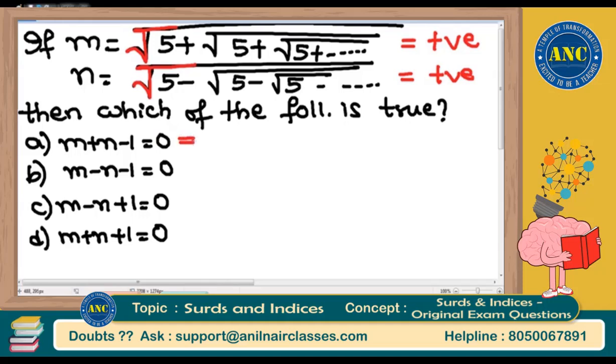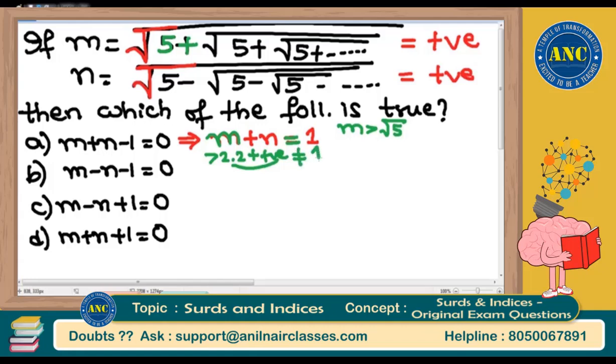Now think logically. If I take the first option, m plus n minus 1 is equal to 0, I will get it as m plus n is equal to 1. But think logically, sir. M plus n is equal to 1. Can I say that this is root 5 plus something? That means m is greater than root 5. Root 5 is 2.2. M is greater than 2.2. So m itself is greater than 2.2 and n is also a positive number. 2.2 plus positive, will it be equal to 1? Definitely it is not possible. Ruled out case.